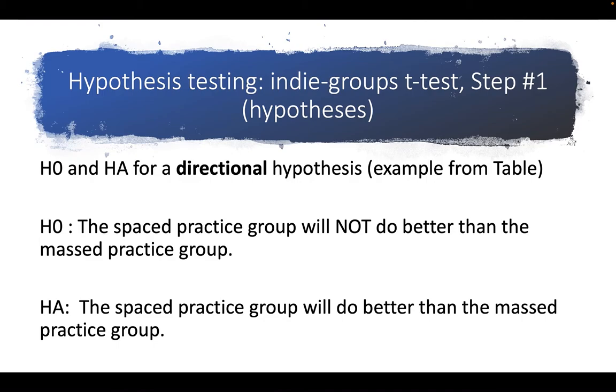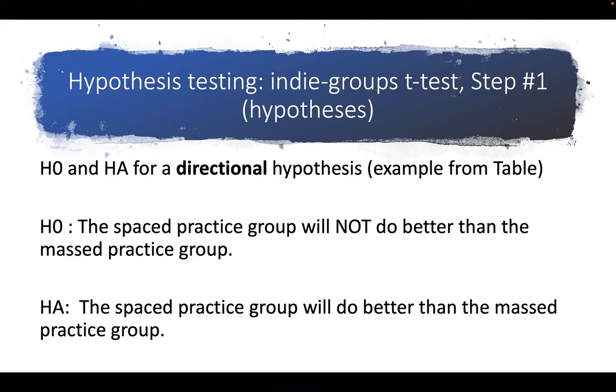Now for a directional hypothesis, where we have an idea of the direction between the variables, we're going to take a look at an example from the table in your textbook in Chapter 9. I'm so sorry I don't have that page number up, but it's the main table right there in Chapter 9.